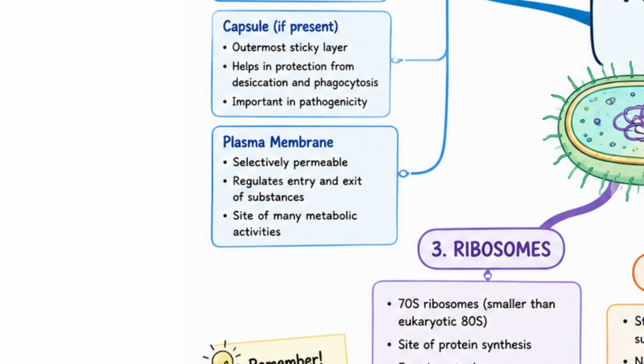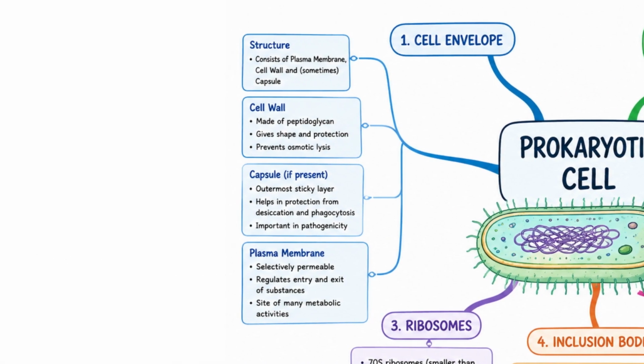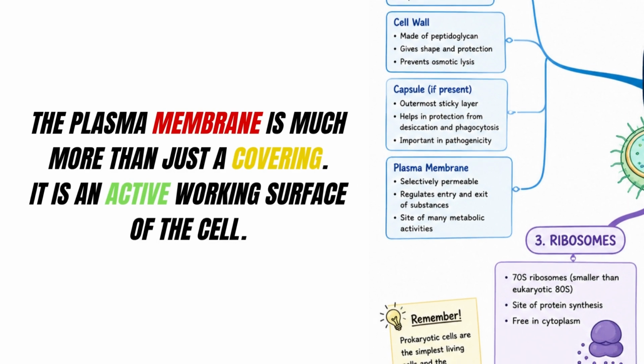That's why the plasma membrane is called selectively permeable. It decides what should enter and what should leave. Besides transport, many important metabolic activities also take place here. So remember, the plasma membrane is much more than just a covering. It is an active working surface of the cell.